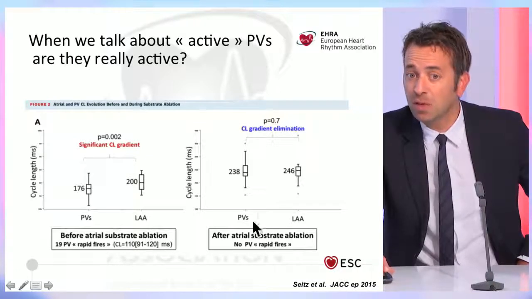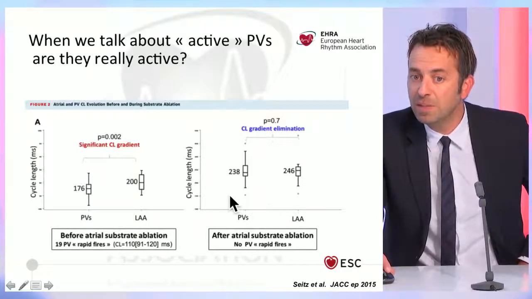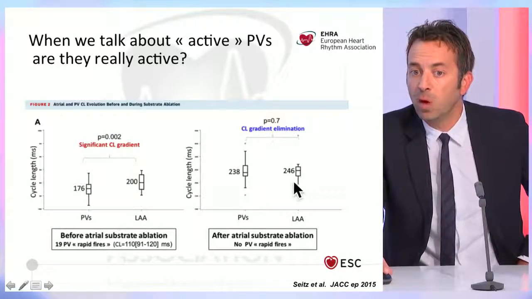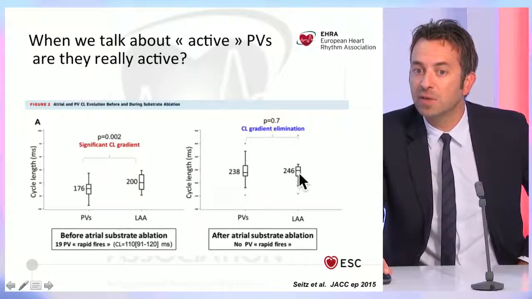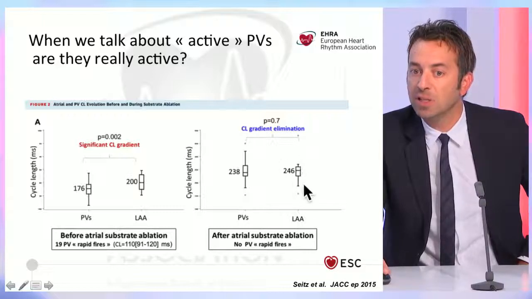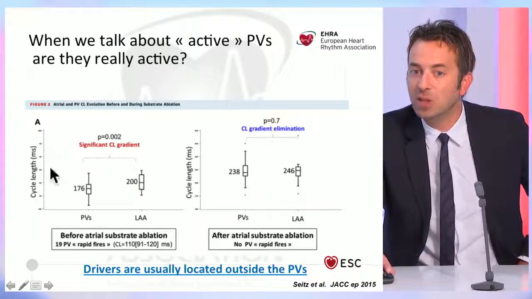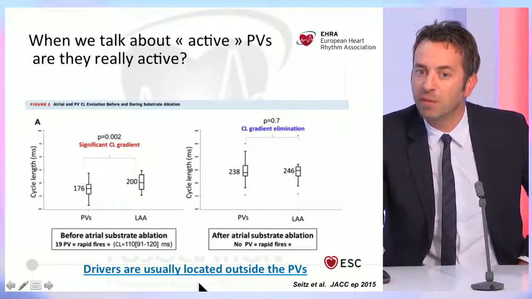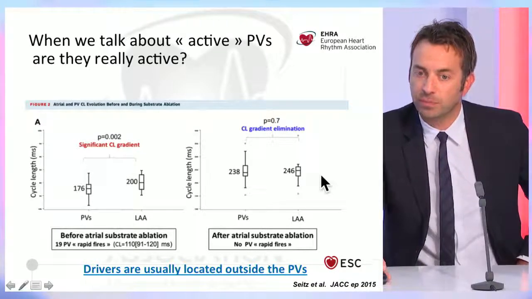But very interestingly, you can see that without performing any PV isolation, just ablating in the left atrium, we observe an increase of the cycle length in the left appendage progressively, but also in the pulmonary veins, and a disappearance of these rapid fires. So in this patient, in my opinion, this data proves that the drivers were not located inside the veins, but in the left atrium.